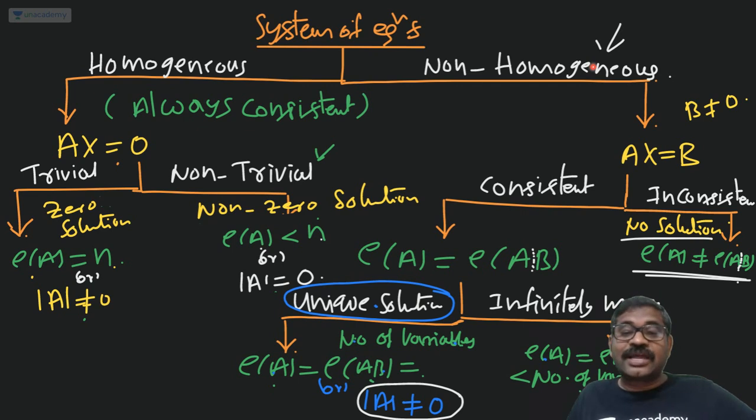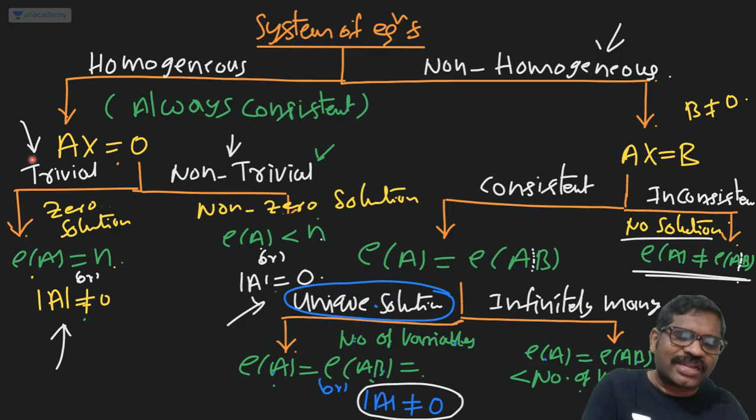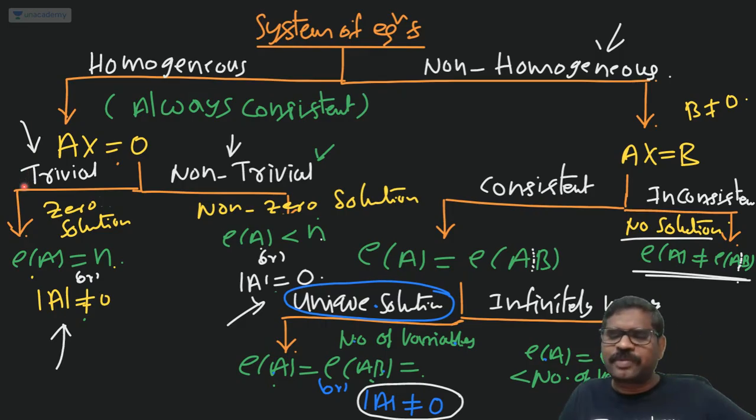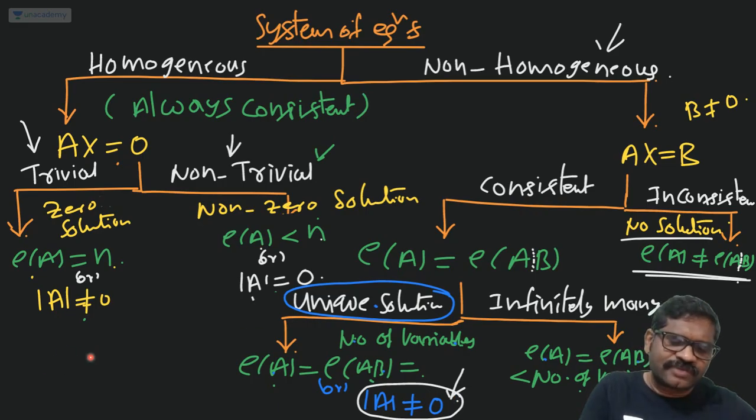Now, in the case of a homogeneous system, no problem. Determinant 0, non-trivial solution. Determinant non-zero, trivial solution. No problem. Understood? Laksh, I explained, I told you clearly. In the case of unique solution, 100% determinant of A is non-zero. You are in confusion.